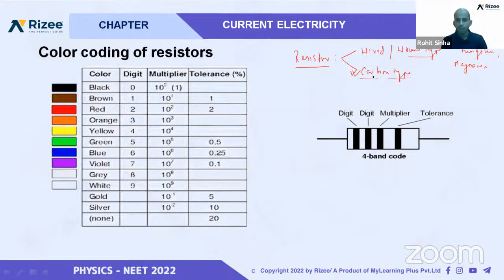When we are discussing this carbon type resistor, this is the color coding used for carbon type resistors. These are the colors, and these are the digits, multipliers, and tolerance. For you these tolerances are not so important, but you should remember these three tolerances. And all the multipliers have the power same as this. You can see they are following the pattern.